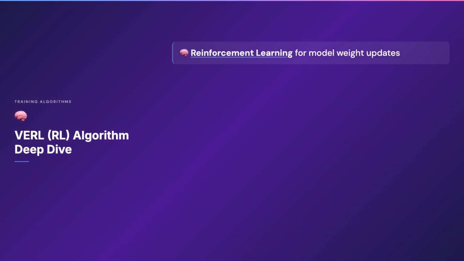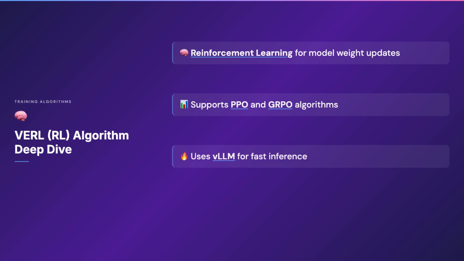VERL brings reinforcement learning to Agent Lightning by directly updating model weights. It supports both PPO, Proximal Policy Optimization, and GRPO, Group Relative Policy Optimization. VERL uses vLLM for fast inference during rollouts and flash attention for memory-efficient training. This combination enables training agents on complex tasks where prompt optimization alone is not enough.